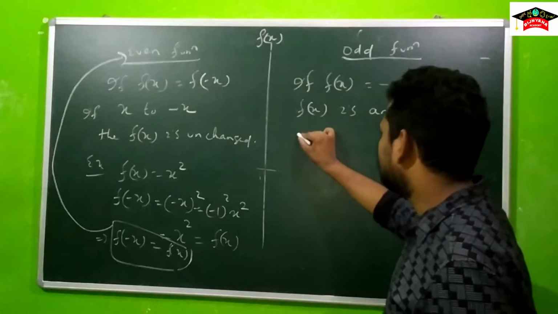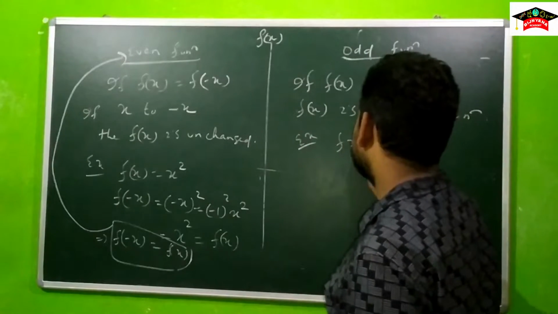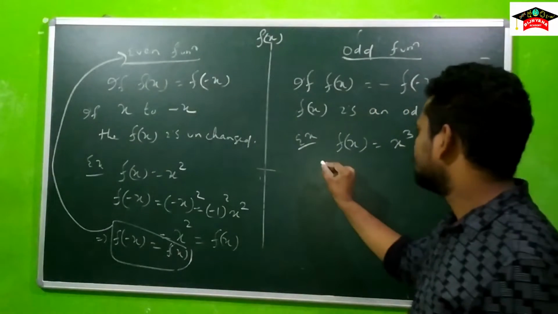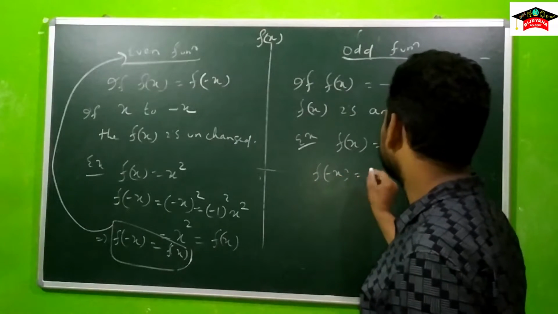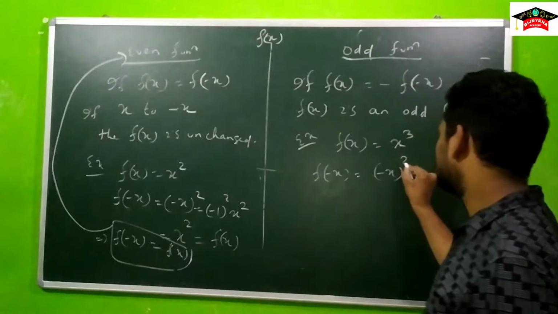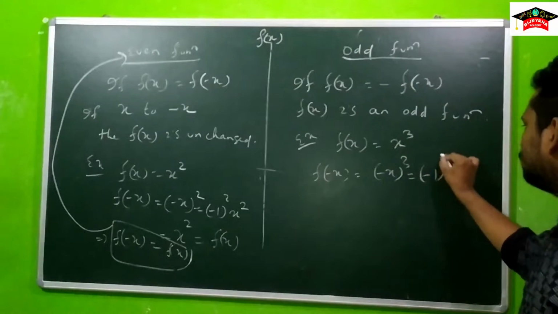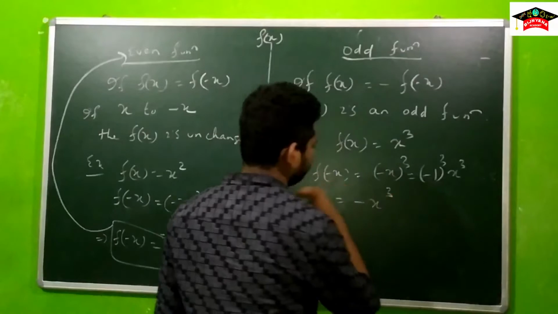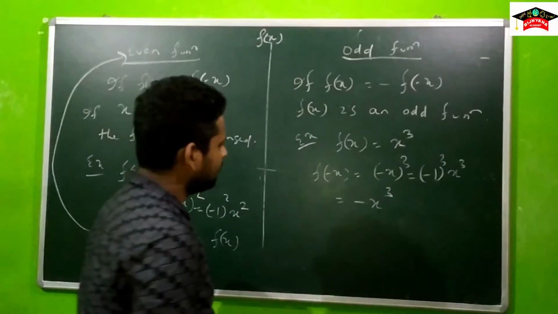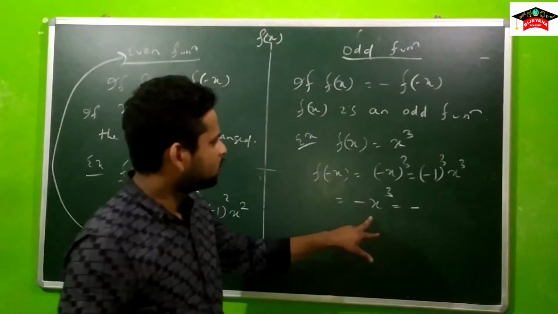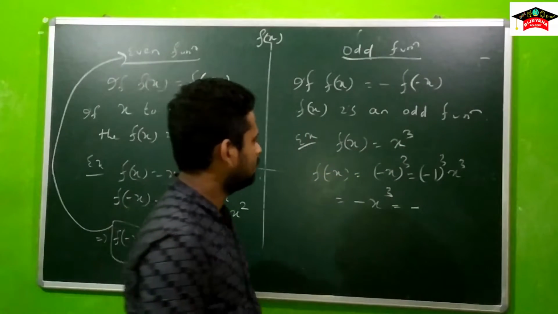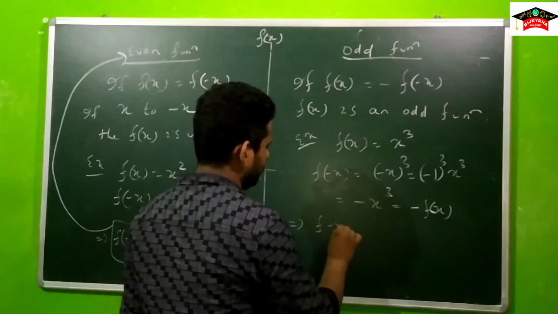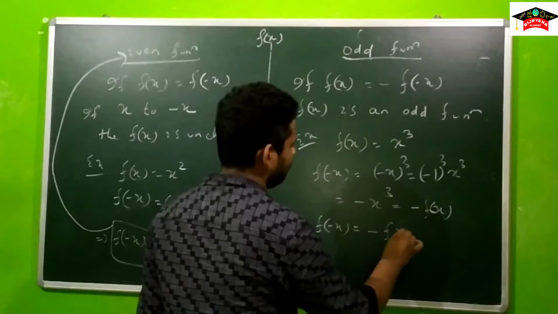Again, for this we can say, let f of x equal x cube. So f of minus x equals minus x cube, which equals minus 1 cube and then x cube. So this will be equal to minus of x cube. Okay, so we can say that this is equal to minus of x cube. How much is x cube? X cube is f of x. So minus of f of x. So we can say f of minus x equal to minus of f of x.